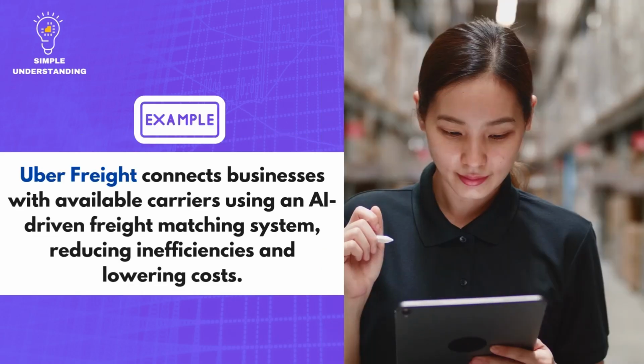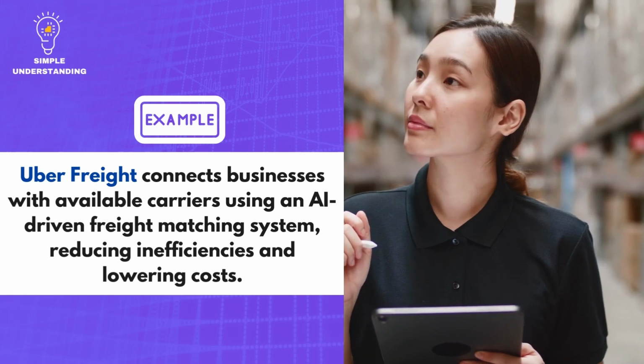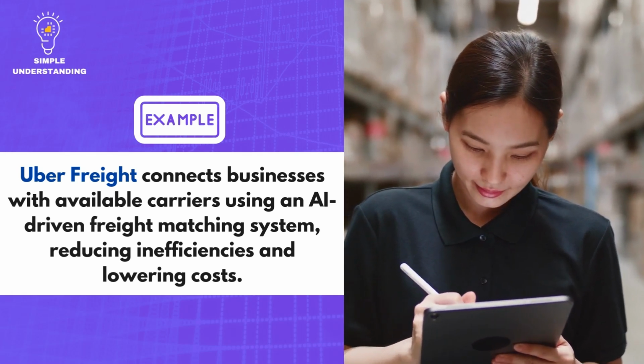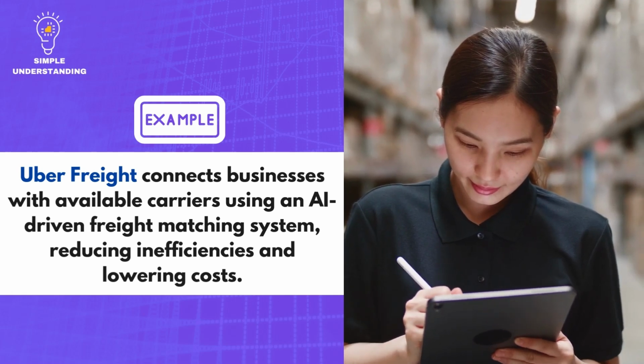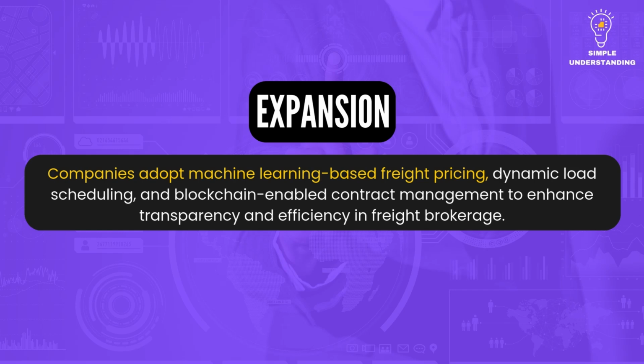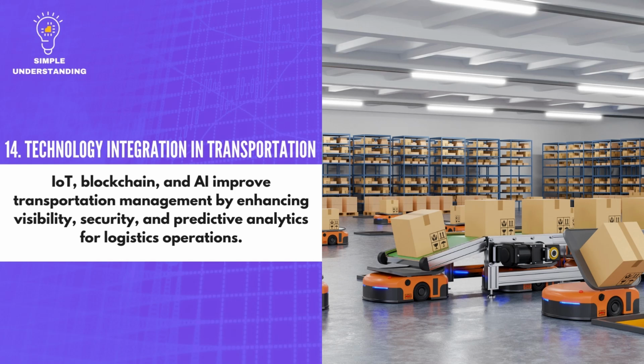Real company example. Uber Freight connects businesses with available carriers using an AI-driven freight matching system, reducing inefficiencies and lowering costs. Expansion. Companies adopt machine learning-based freight pricing, dynamic load scheduling, and blockchain-enabled contract management to enhance transparency and efficiency in freight brokerage.